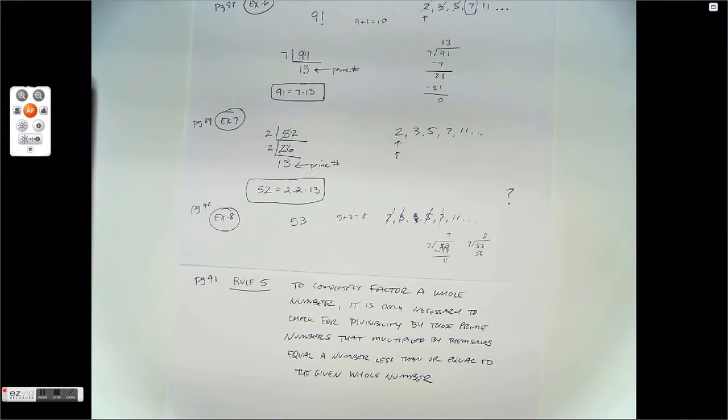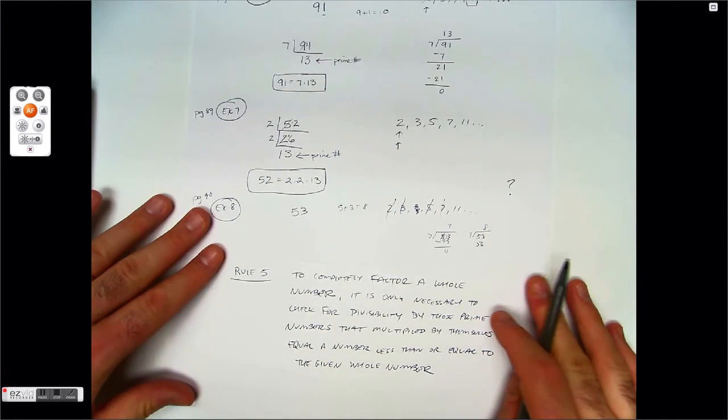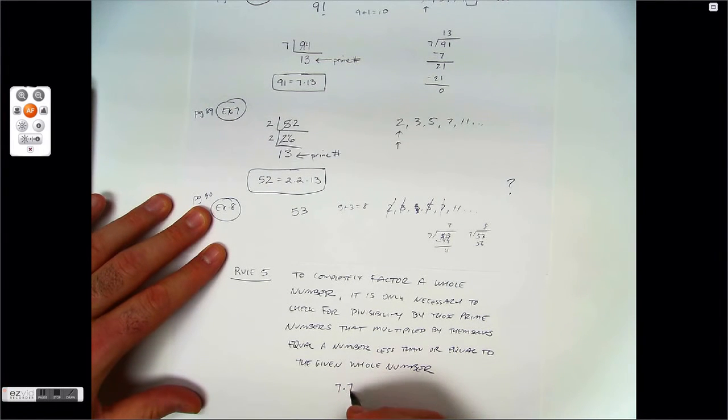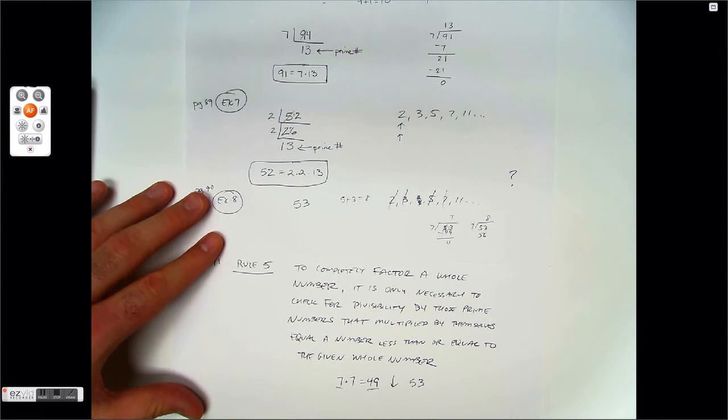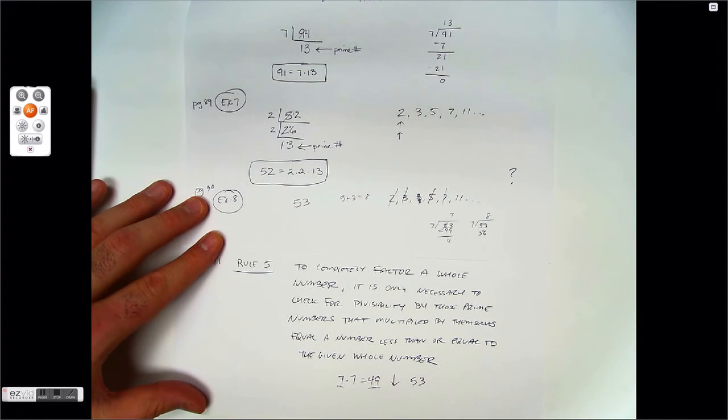To completely factor a whole number, it is only necessary to check for divisibility by those prime numbers that multiplied by themselves equal a number less than or equal to the given whole number. So what that means is, and we'll show you with 53, we tried 7, right? Well, 7 times 7 is 49. So what that tells me is that I had to try 7, because 7 multiplied by itself is 49, which is less than or equal to that given whole number. See, 49 is less than or equal to 53, so I have to try 7. Now, here's the wonderful part. Just like you said earlier, students always bring up the fact that where's the stopping point?